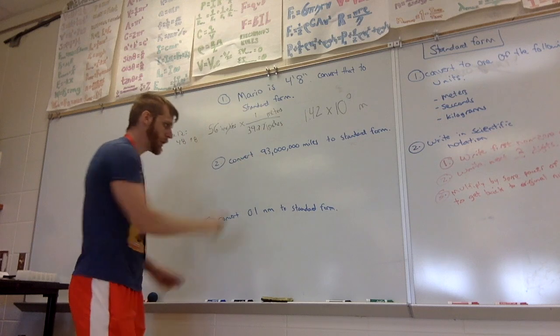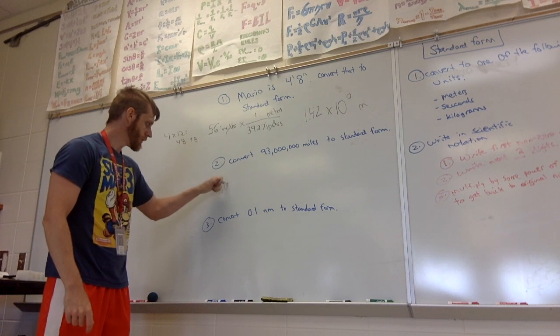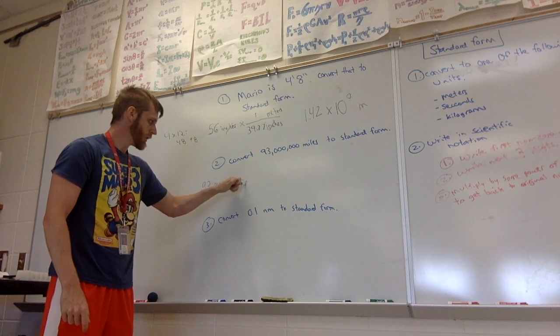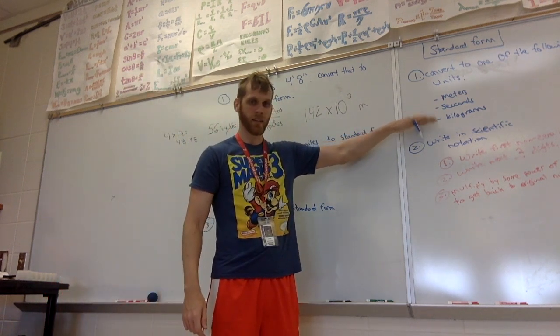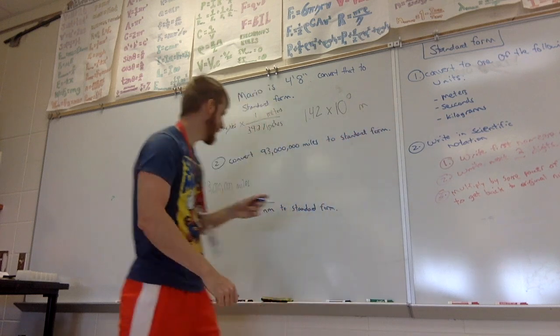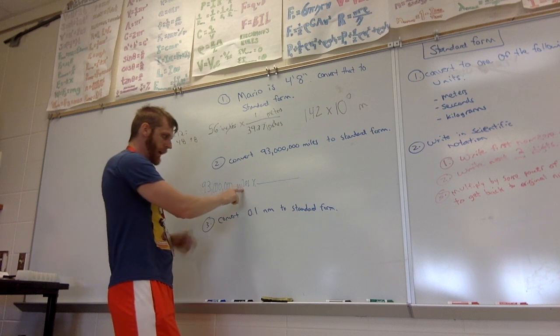So standard form, step 1. Let's convert 93 million miles. This is miles. Let's convert that to the right thing: seconds, kilograms, or meters. It's measuring length, so it's meters. So, I write my conversion here. So miles goes on bottom.